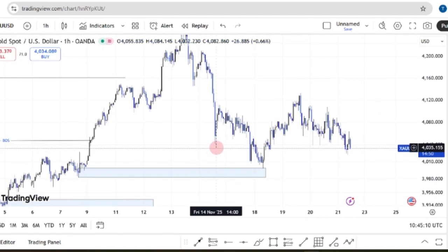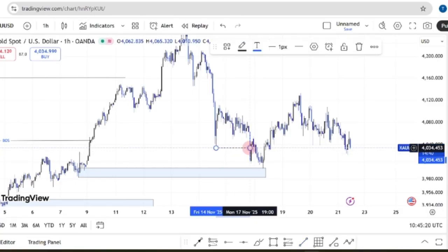Now price gave me what? Engineered liquidity at this level. Price still took it out at this point. You can see this was the last break you had to this point. Yeah, this was the last break you had to the downside.